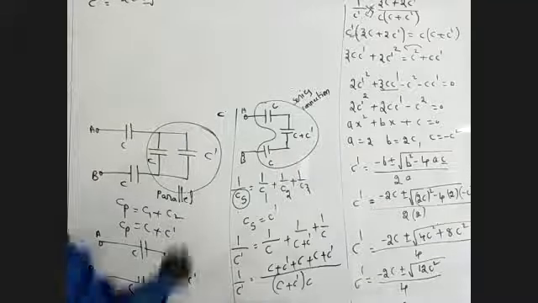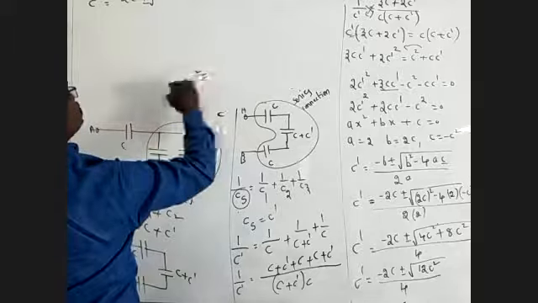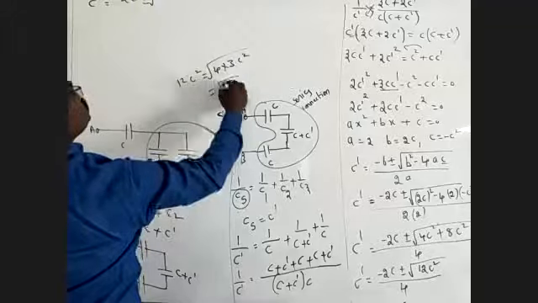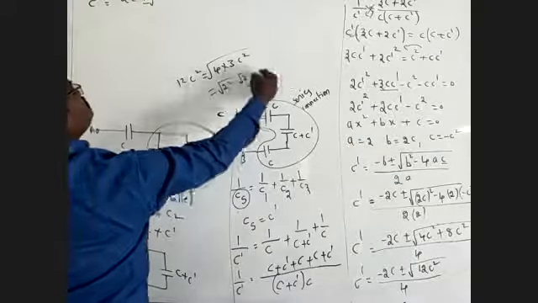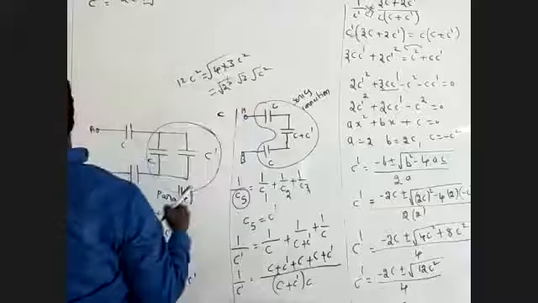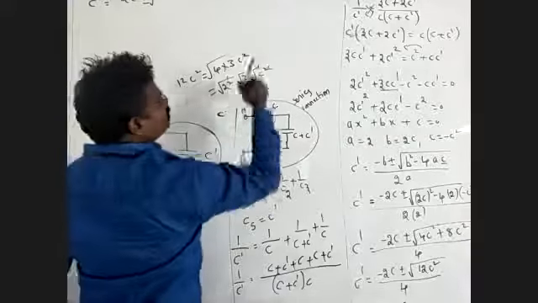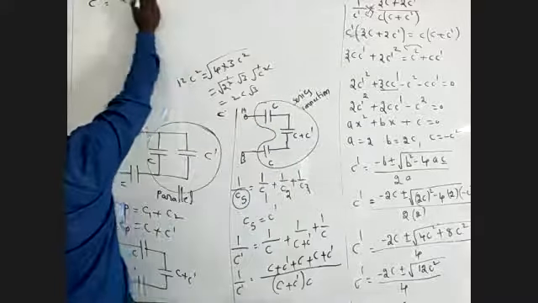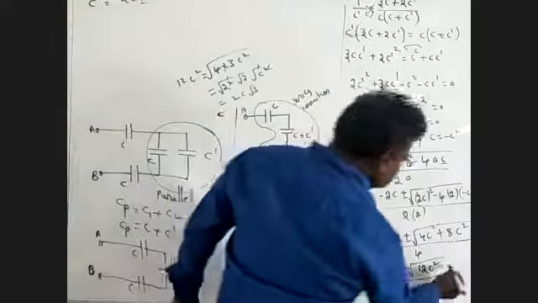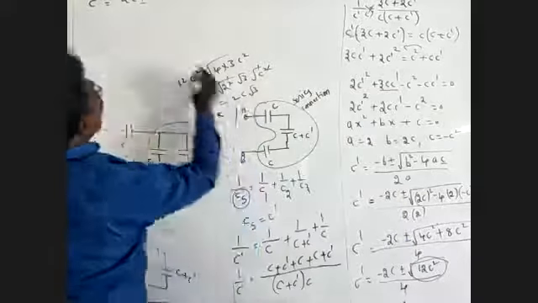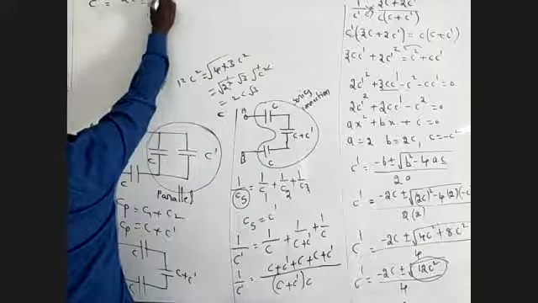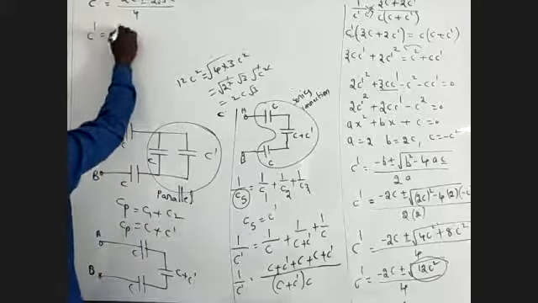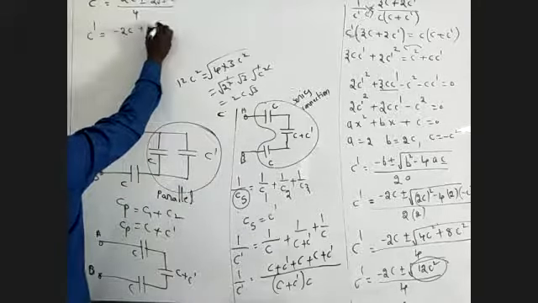12C squared means 12, I am going to write C squared. That is 4 into 3C squared. Root means this is 2 squared, this is root 3, this is C squared. I am going to write 2 squared and root cancel. That is 2C root 3. I'm going to write 2C, 2 root 3 C by 4. C' is equal to minus 2C plus 2 root 3 C by 4.